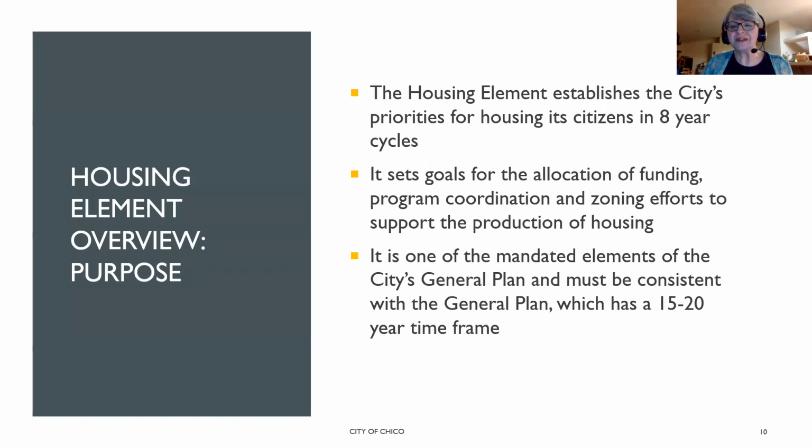So in terms of the purpose of the housing element, it establishes the city's priorities for housing its citizens in 8-year planning cycles. It sets goals for the allocation of funding, program coordination, and zoning efforts to support the production of housing. And it is one of the mandated elements of the city's general plan and must be consistent with the general plan, which has a 15 to 20-year timeframe.